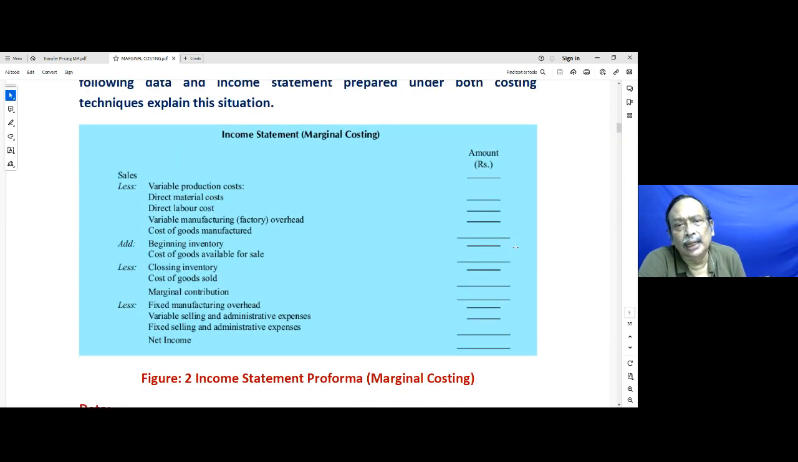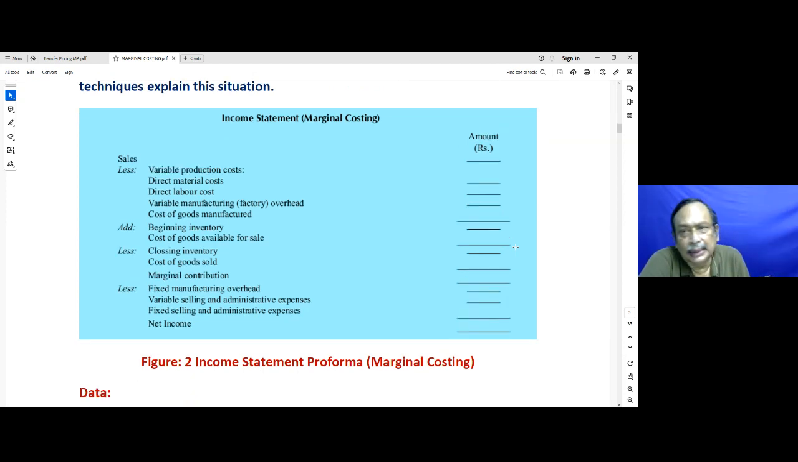So as far as marginal costing is concerned, we have sales, then we deduct variable production cost, that is direct material cost, direct labor cost, then variable manufacturing or factory overhead, then cost of goods manufactured. Add beginning inventory, cost of goods available for sale, less closing inventory, then we get cost of goods sold, and after adjustment, we get marginal contribution. Less fixed manufacturing overhead, then variable selling and administrative expenses, fixed selling and administrative expenses, and we get net income.